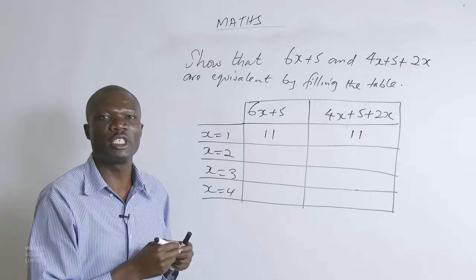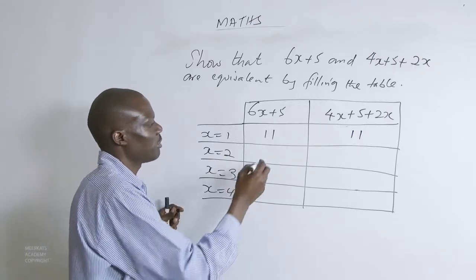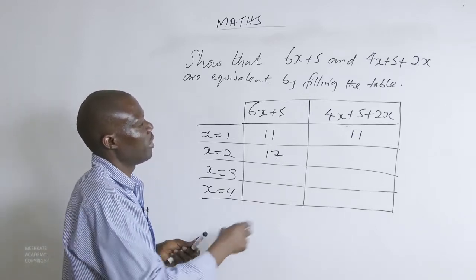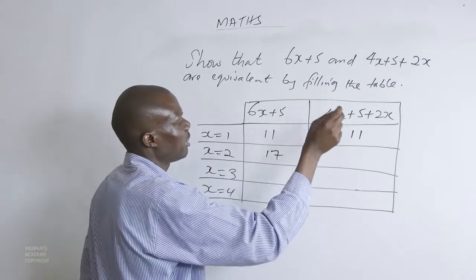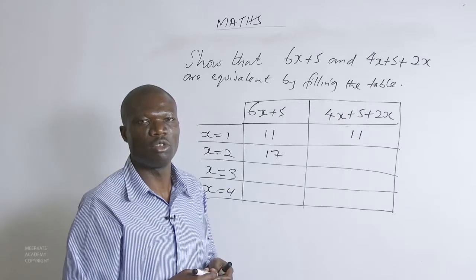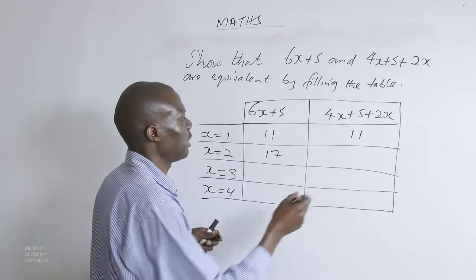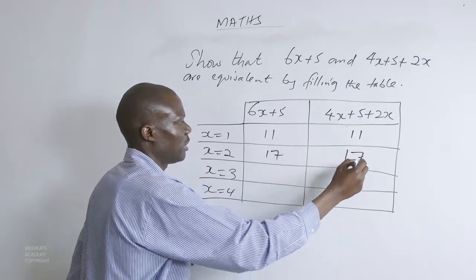When it is 2, it is 12 plus 5, and 12 plus 5 is 17. And for this other case here, it is simply 8 plus 5 plus 4. 8 plus 5 is 13. 13 plus 4 is 17. So we have 17 there.